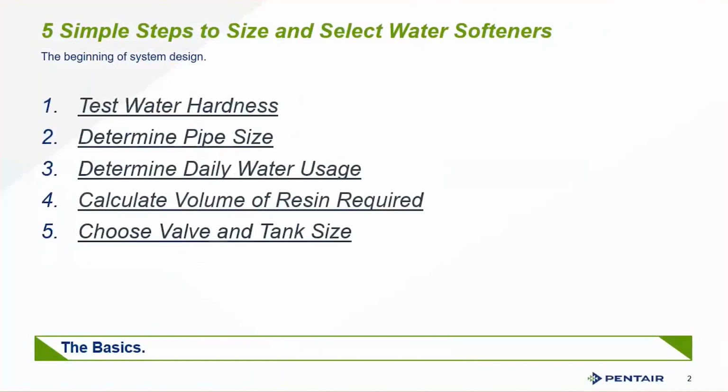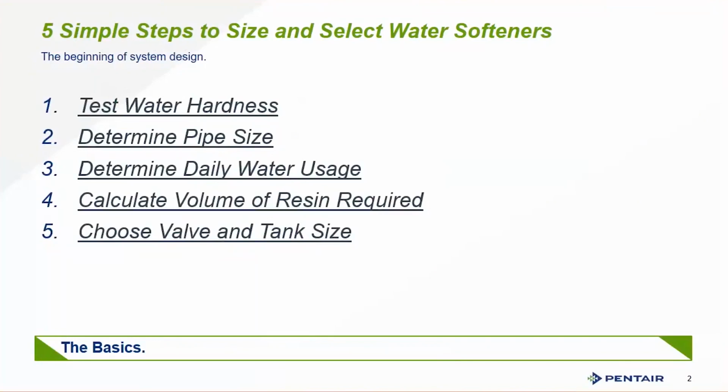especially on municipal water, we need to test the water hardness, understand what the water hardness is, and maybe the iron content. We're not going to do a full water analysis in this discussion. Why? Too many variables there to get this done in a period of time. We need to understand the pipe size coming into the building, determines flow rate, determine daily water use by that customer, and then calculate the volume of resin required to treat that water, and then choose a valve and tank size based on our customer's needs.